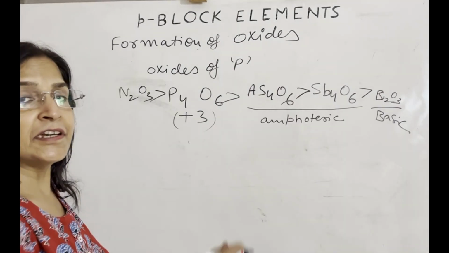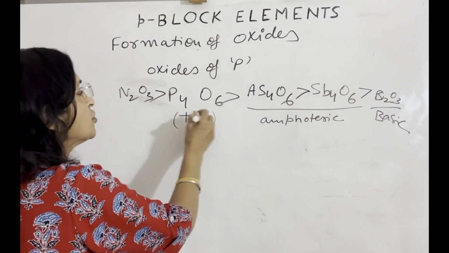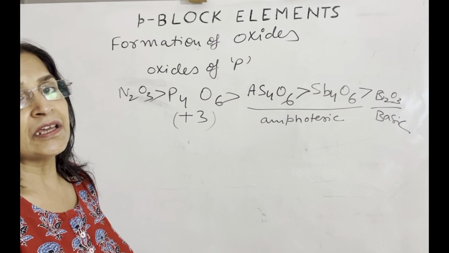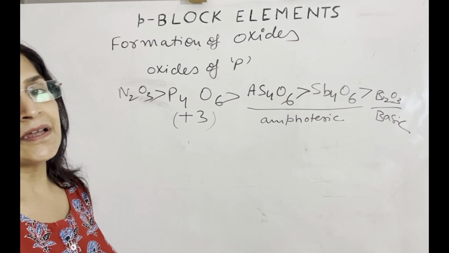In +3 oxidation state, acidic character varies in this order. These two are acidic, amphoteric and basic. Higher is the electronegativity, smaller is the size, more is the non-metallic character, more will be the acidic nature.